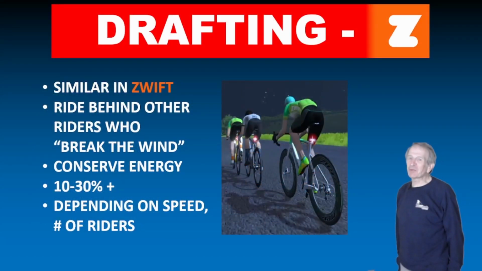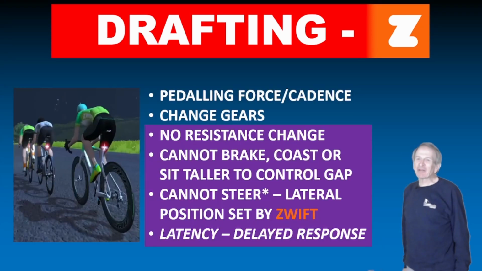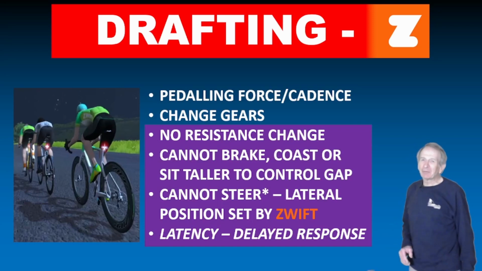Now, it's similar in Zwift. When you ride behind other riders, they break the wind for you. Figuratively, of course. And you conserve energy, 10 to 30% and even more, depending on the speed and the number of riders ahead of you. Now, just like in real life, you can control your gap by modulating your pedaling force, by changing your cadence or changing gears. But then there are some substantial differences to drafting on Zwift that make it much more challenging.